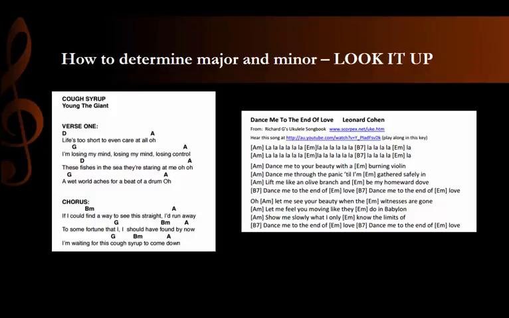Conversely, look at Dance Me to the End of Love by Leonard Cohen. So in the brackets, you have the chords, and it starts out with A minor, and it ends on E minor. And almost all the chords are minor, except for the D7, so you've got a really safe way of saying it's in a minor key. Starts and ends in minor. It's a minor song. Okay?